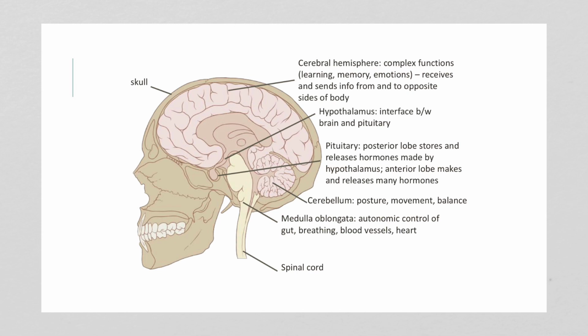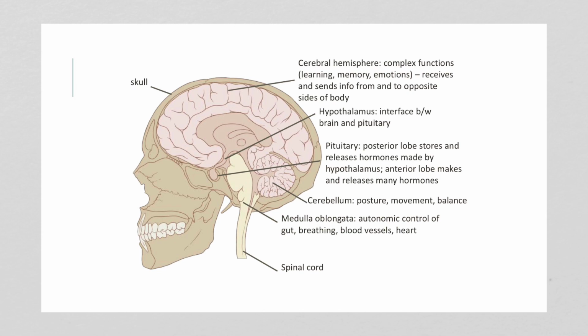So you can see that the skull is highlighted here. I'm just going to get my pointer. So here's our skull. It protects your brain within it. The cerebral hemisphere is up here. So those are all our complex functions. So the highly folded cerebral cortex: learning, memory, emotions. And it receives and sends information to and from the opposite sides of the body.